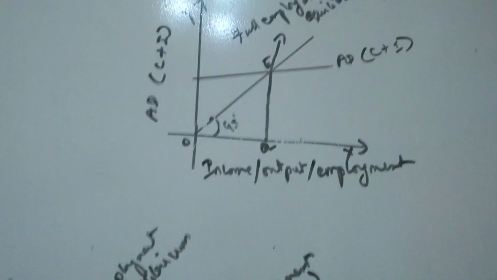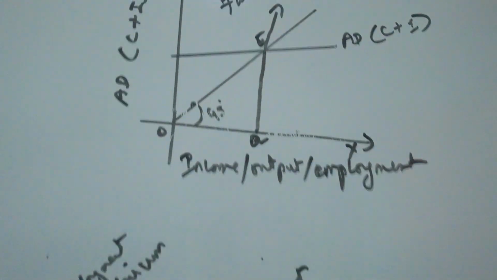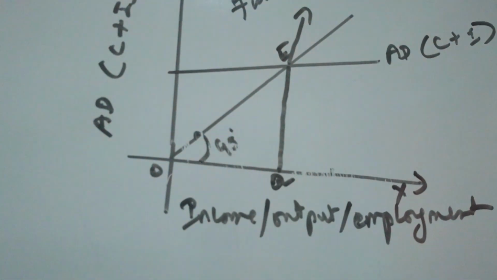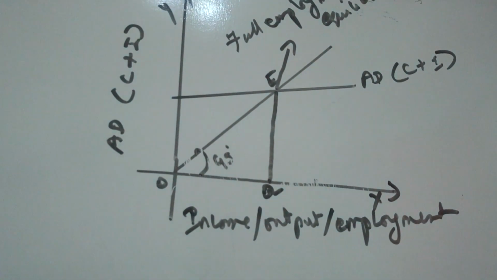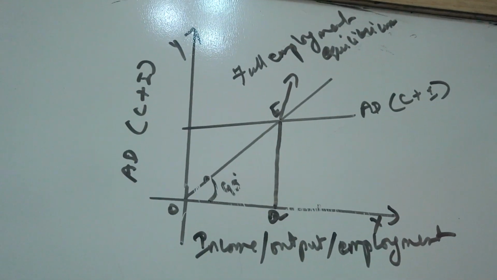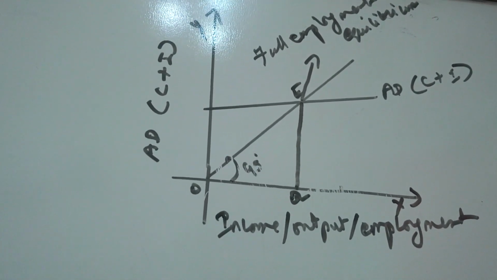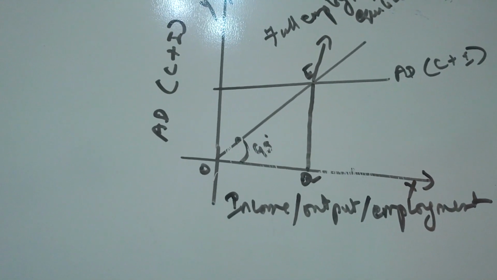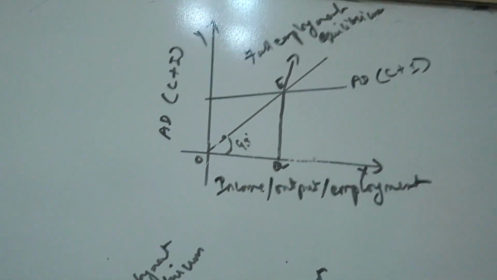So in the first diagram you find full employment equilibrium. The full employment equilibrium, because aggregate demand EQ is equal to full employment level of output OQ. EQ is equal to OQ. So at OQ level of output, all those who are willing to work at the prevailing wage rate are able to find employment. So there is no involuntary unemployment at this level.